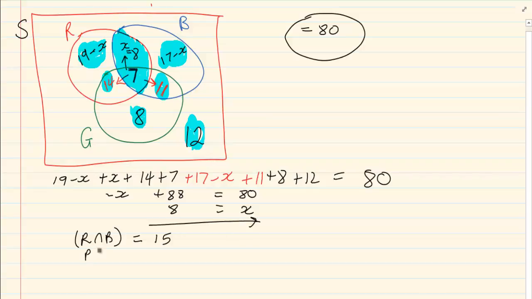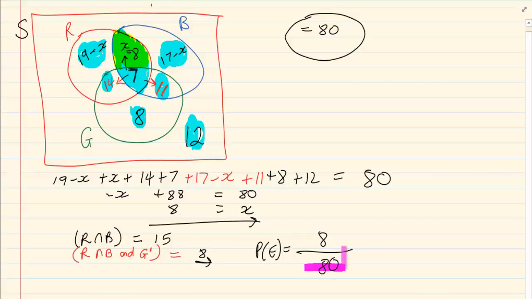But then they say, listen, we don't want the green. We don't want green, which would mean now I am only taking this part. I'm basically eliminating the part where green is involved, which would mean it's equal to 8. What is the probability? The probability is 8 over our total, which is 80. So don't forget, probability and the number are two different things. For probability, you must have a denominator.